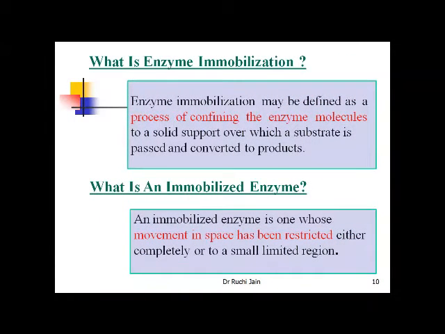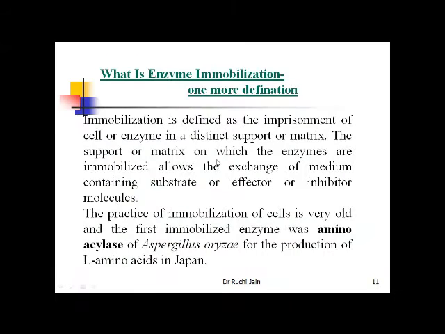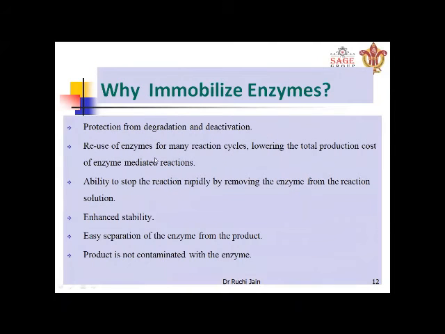By the help of enzyme immobilization, we have various types of advantages by which we are using enzymes to be immobilized. Once more, enzyme immobilization may be defined as a process of confining the enzyme molecules to a solid support over which a substrate is passed and converted to a product. So why is there a need for enzyme immobilization?